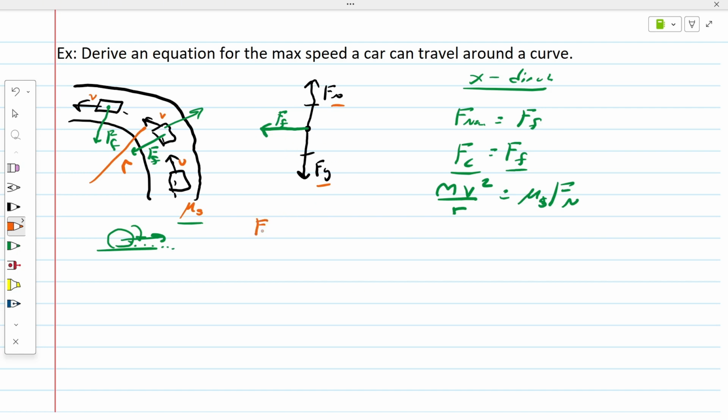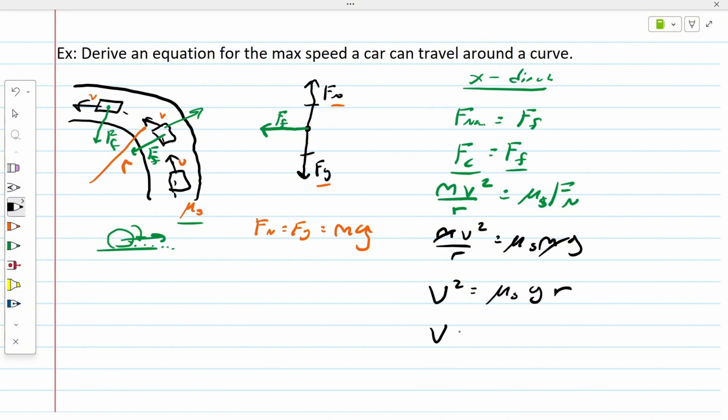So if F_n is equal to F_g, we know F_g equals mass times acceleration due to gravity, so it's mg. So we can plug in mg here, and if we plug all these in, we get mass times velocity squared over r equals the coefficient of static friction times mass times gravity. And so now the mass will cancel out. And now we can solve for our max speed here.